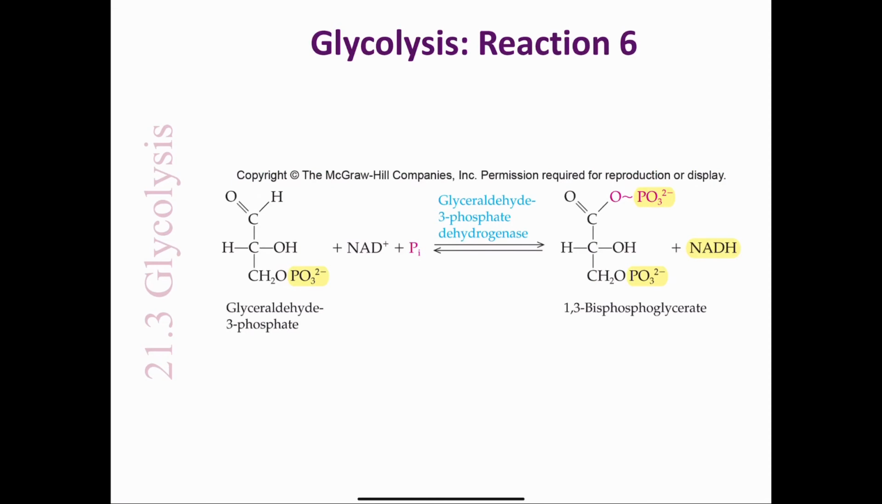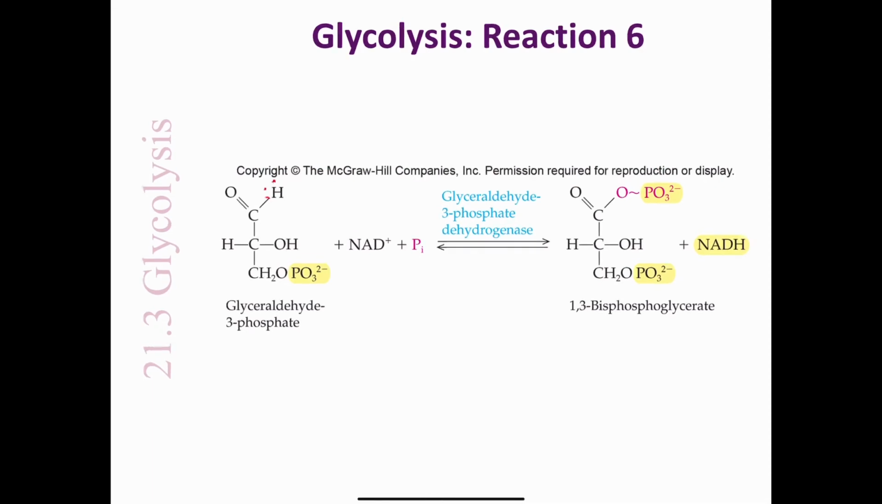Not only does G3P get oxidized from the aldehyde to a carboxylic acid, but it also undergoes a phosphorylation to give us 1,3-bisphosphoglycerate. We also harvest energy in the form of NADH. Reaction 6 and all remaining reactions of glycolysis occur twice for each glucose because each glucose has been converted into two molecules of glyceraldehyde 3-phosphate.